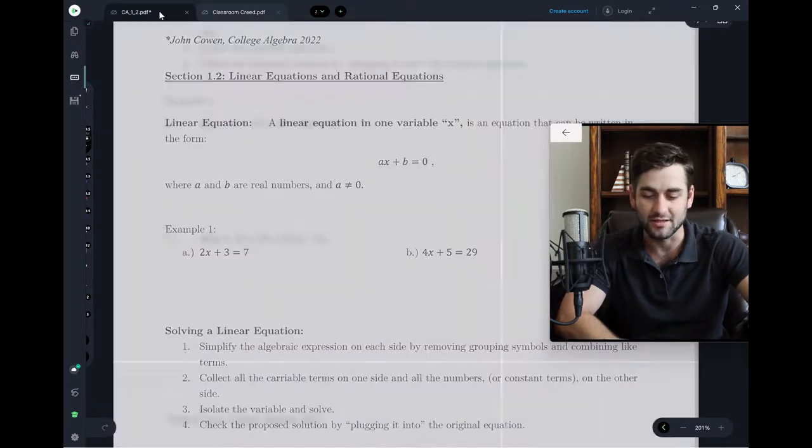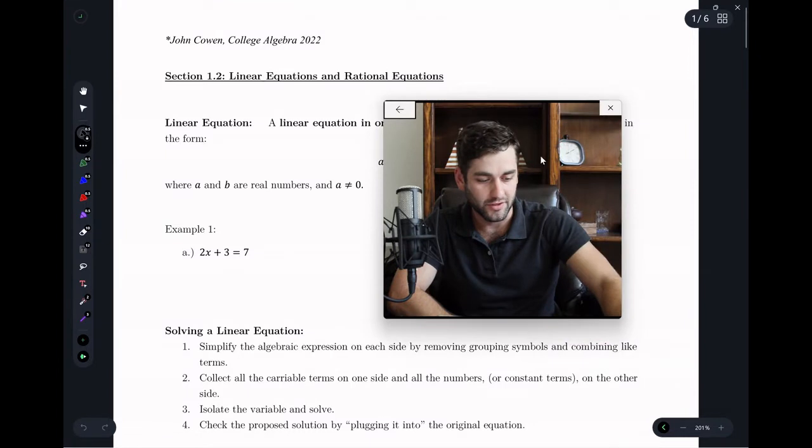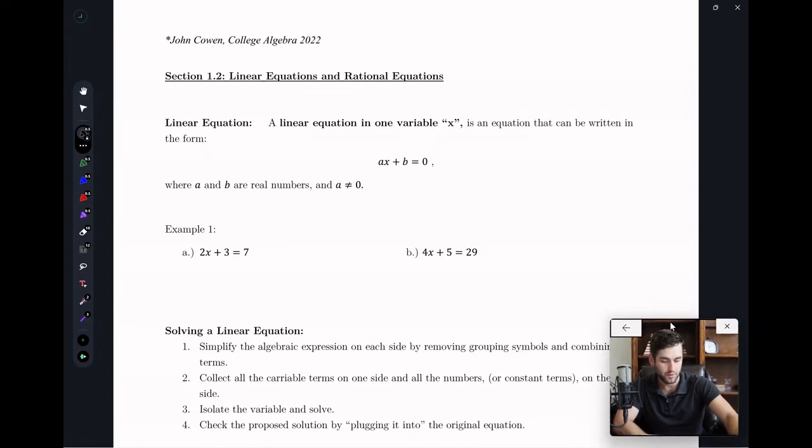All right, let's get started. Linear equations and rational equations. I'm going to shrink this down real quick so you can't see me, but you can see the screen. There we go. All right, so what is a linear equation? What is a rational equation? Why do we have to learn both of them?